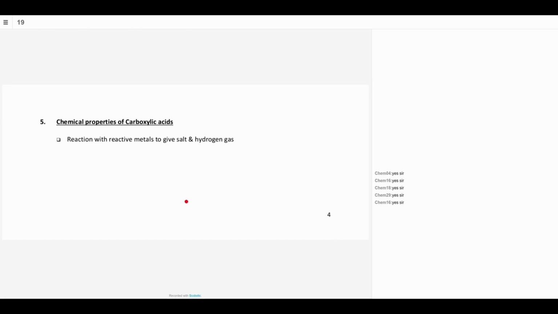Let's look into the reactions of the carboxylic acids. The first reaction is a reaction with the reactive metals to form a salt and hydrogen gas. Carboxylic acids react with reactive metals such as sodium, group 1 metals, or even group 2 like magnesium and calcium. It produces a salt and hydrogen gas. So let's take this common carboxylic acid reacting with sodium. We get the sodium salt of the carboxylic acid and hydrogen gas.